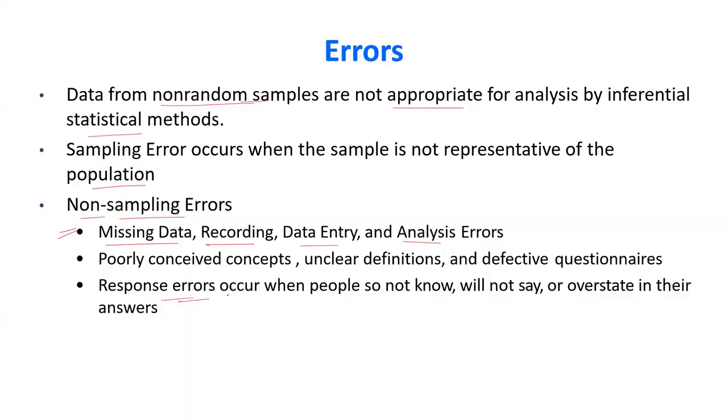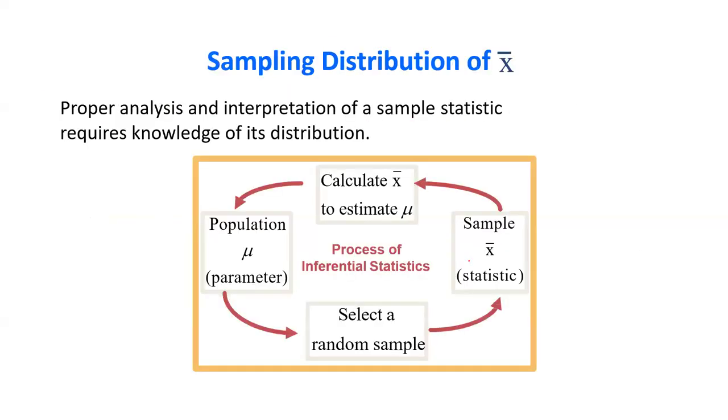For example, in a market survey, people may say they don't know, or overstate in their answers. Generally we see that when you fill in a survey and you don't have time, you just put anything junk or non-relevant in the fields. Because of that, your data becomes incorrect, and that may lead to a lot of errors. So these are our errors: sampling errors and non-sampling errors.